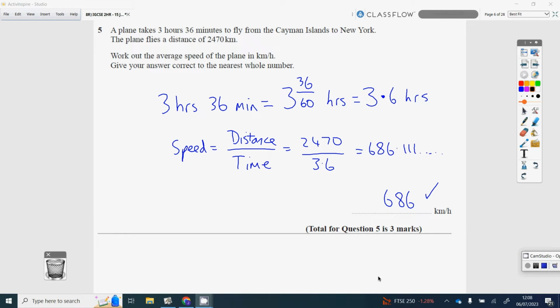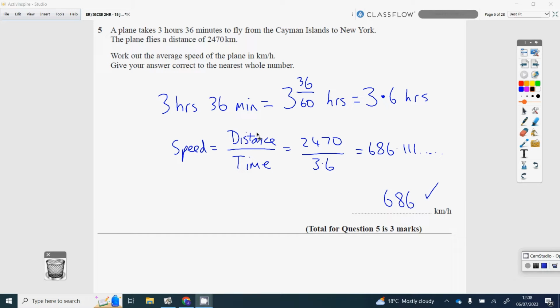Question 5 was speed is distance divided by time. So the only really tricky bit here is converting 3 hours 36 minutes into a number of hours. Now, obviously, there are 60 minutes in an hour. So the proportion of an hour that 36 minutes is 36 out of 60. So 3 hours 36 minutes is 3 and 36/60ths of an hour. Now popping this into your calculator, that's 0.6.